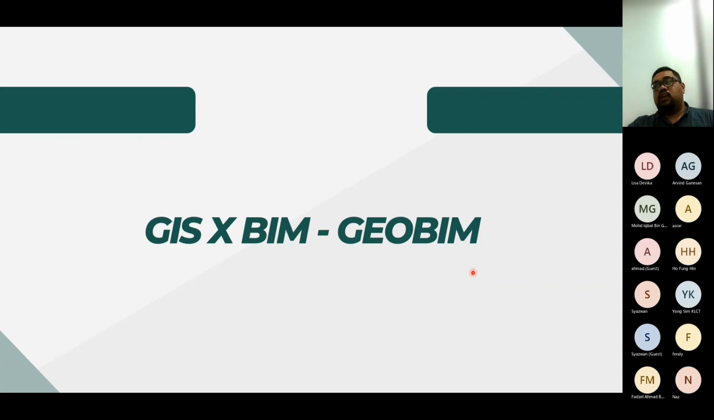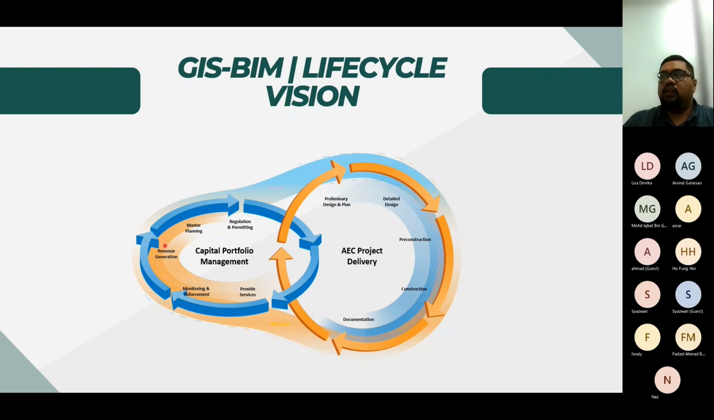So the next one is about GIS and BIM. This one I would like to share about our collaboration with one of the developers, S3. Basically here is the GIS part, and here is the BIM part. Why do we have the collaboration for these two? The AEC project has prelim, detail, pre-construction, construction, and documentation. And the GIS has product research, revenue, master planning, and evaluation for implementing.